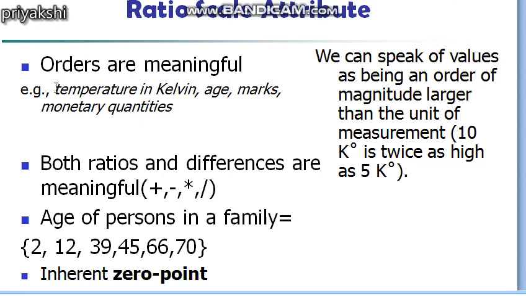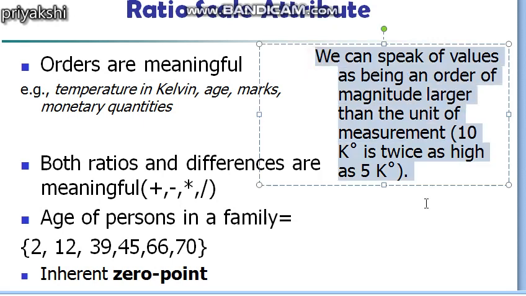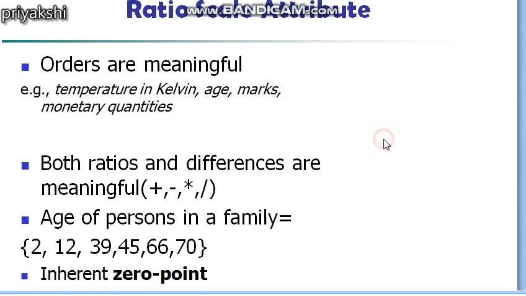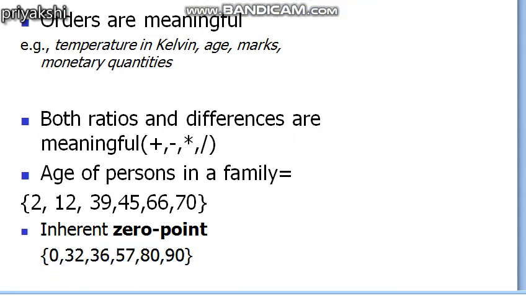As I told you in the last slide, temperature when measured in Celsius or Fahrenheit acts as an interval scale variable, but if you measure temperature in Kelvin, it acts as a ratio scale variable. The different examples of ratio scale attributes are temperature in Kelvin, age of a person, marks in an exam, different monetary quantities. In case of ratio scale variable, both ratios and differences are meaningful. So how is that possible?